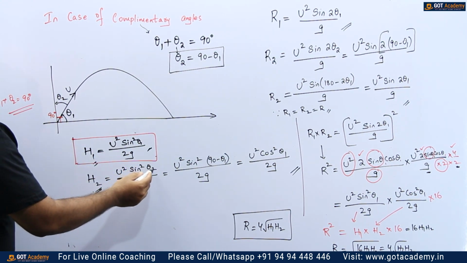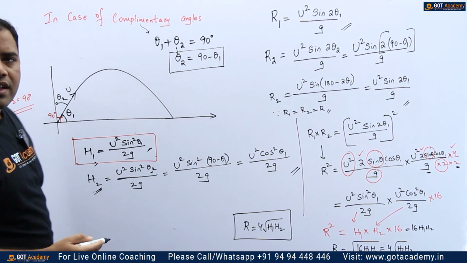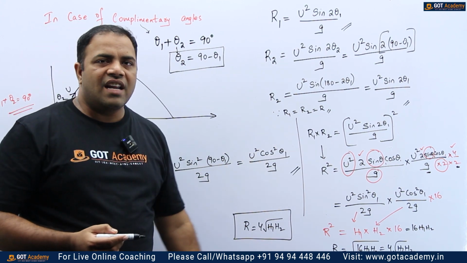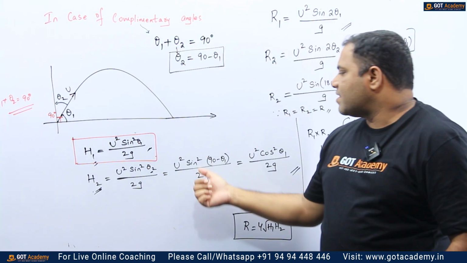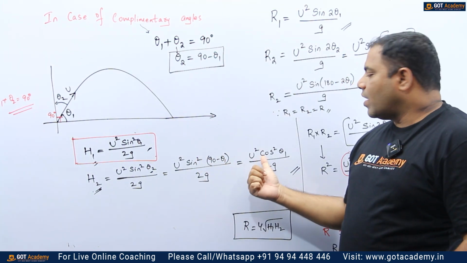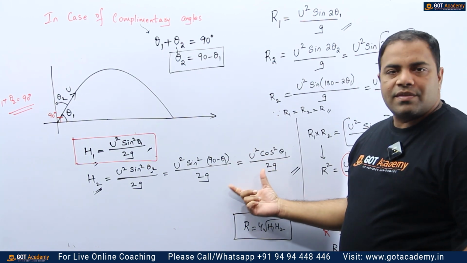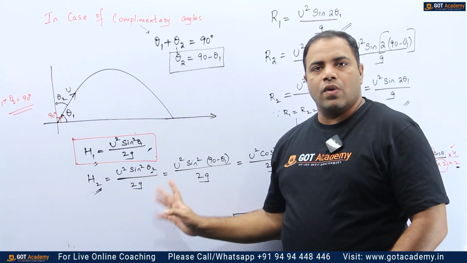So here I got sine square theta 2. In place of theta 2, I am substituting 90 minus theta 1. So what is sine of 90 minus theta 1? Nothing but cos theta 1. Sine of 90 minus theta is nothing but cos theta. Since I have sine square, I have to get cos square. Understood now? So like this I have obtained two expressions, that is h1 and h2, for two angles, theta 1 and theta 2. Clear now?